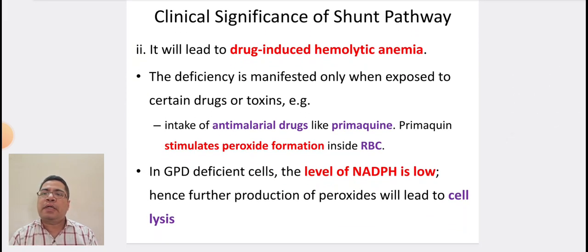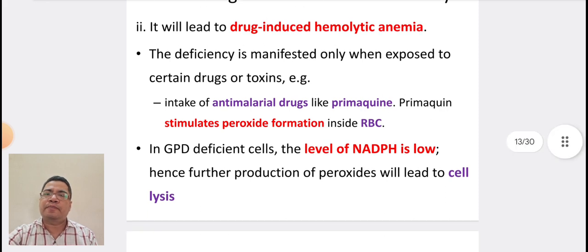It will lead to drug-induced hemolytic anemia. The deficiency is manifested only when exposed to certain drugs or toxins. Example, intake of antimalarial drugs like primaquine. Primaquine stimulates peroxide formation inside RBCs. In G6PD deficient cells, the level of NADPH is low. Hence, further production of peroxides will lead to cell lysis.